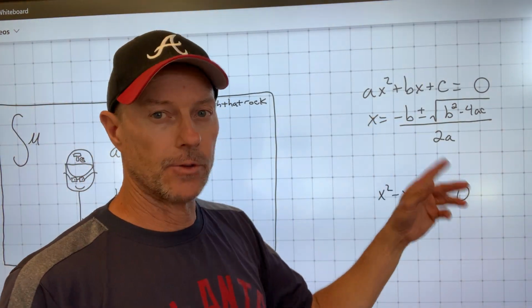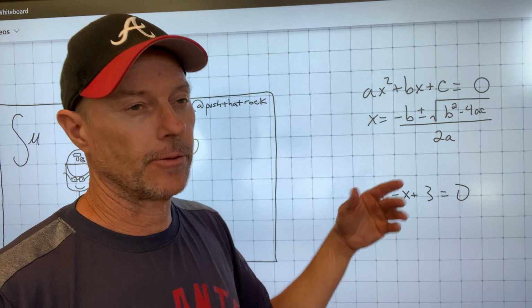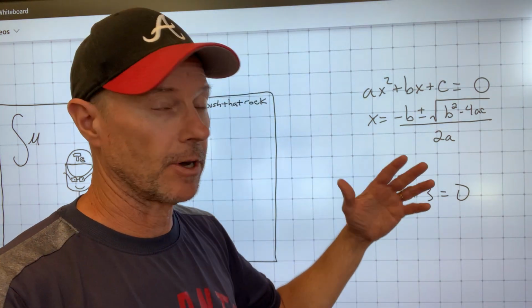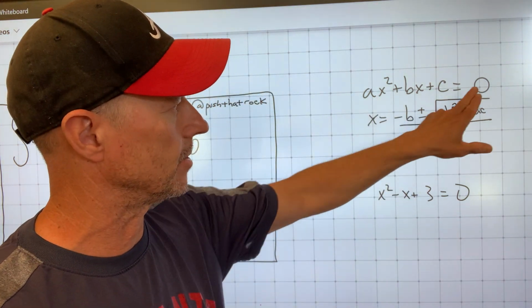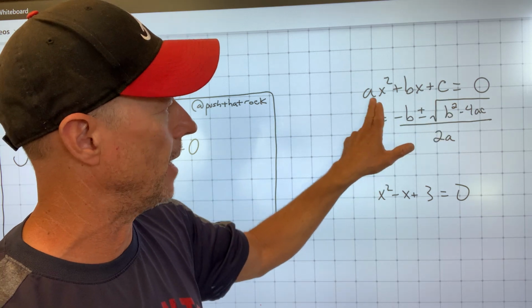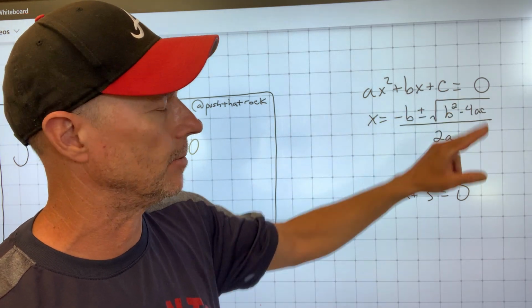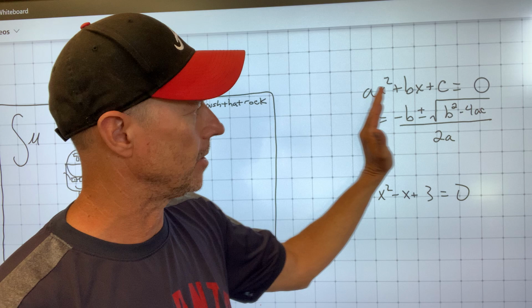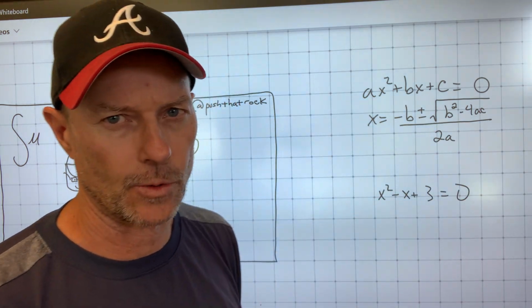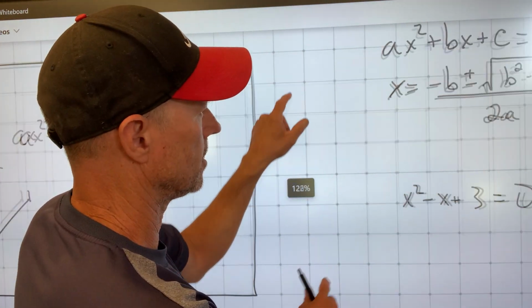is one that you can set equal to 0 and be in this form: ax squared plus bx plus c equals 0. And then we have this famous formula that finds the solutions to an equation of that form. Let's blow this up so we can see it a little better.